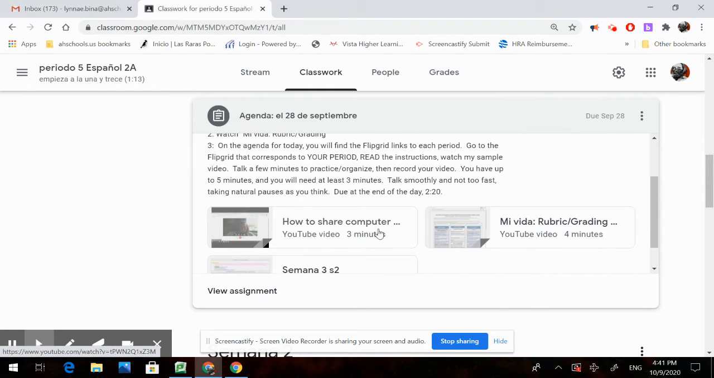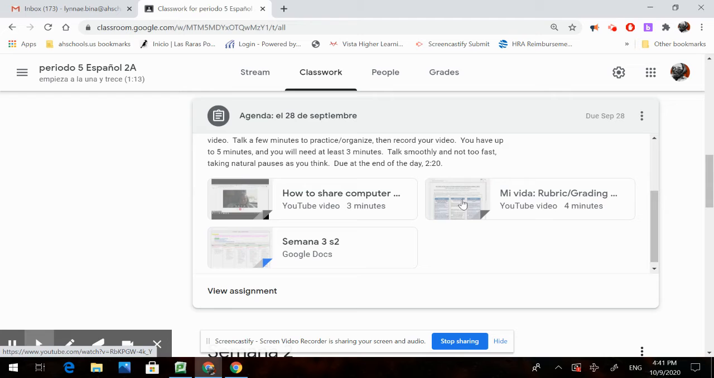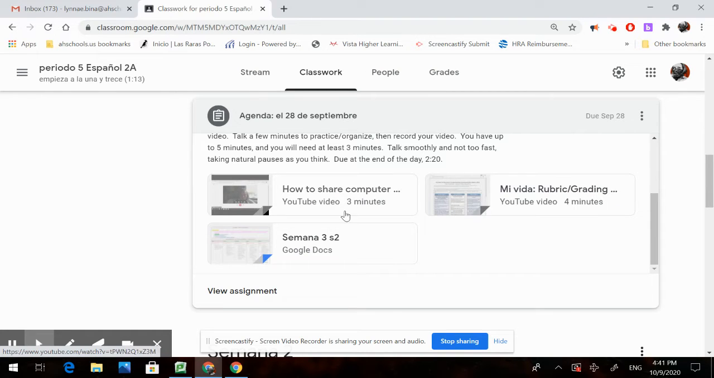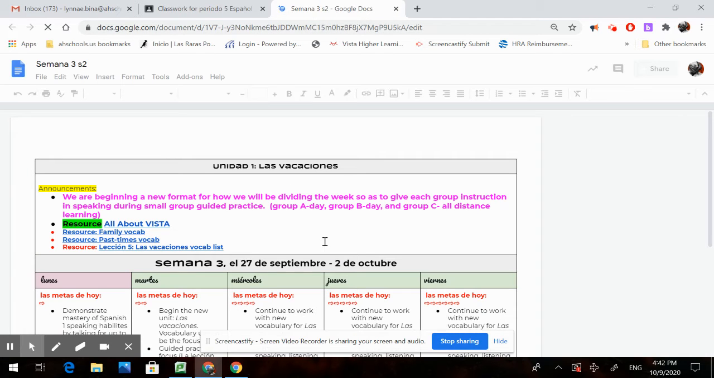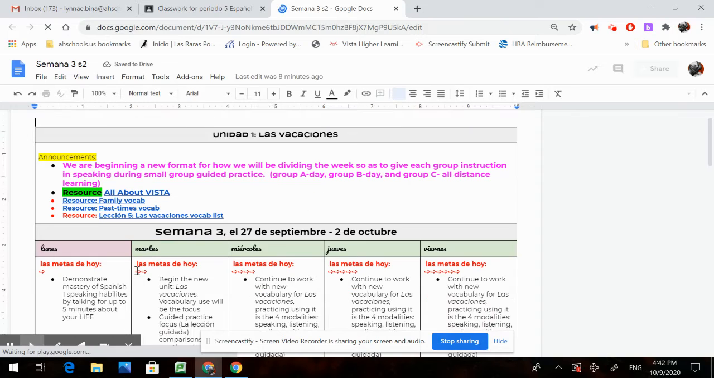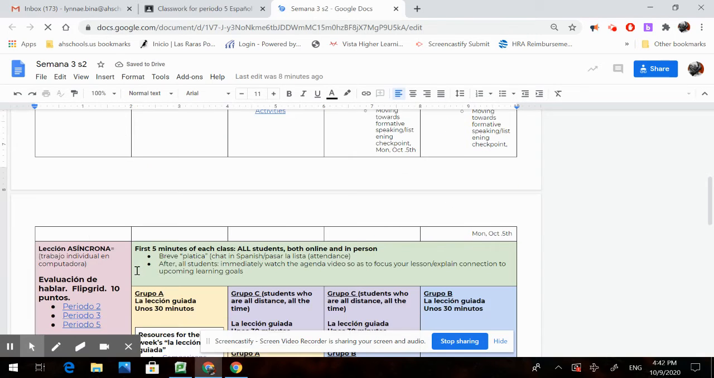They have to share their screen. So that first video shows them how to do that. That's in Flipgrid. If they want to know how they're going to be scored, that sets the criteria right there. It's very important that students understand that perfection is never the goal in a language. And then we're back to this agenda document. It's the same agenda document, but then it just points them to go to the corresponding day. In this case, it's Monday.